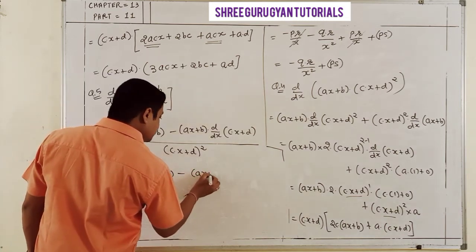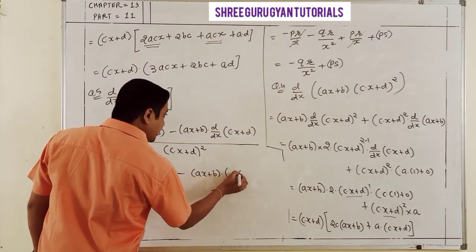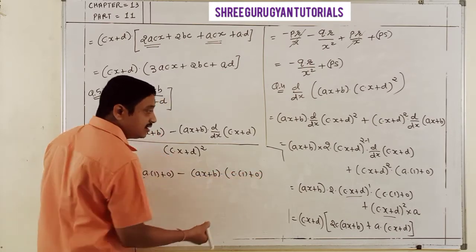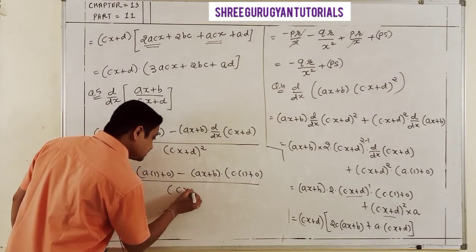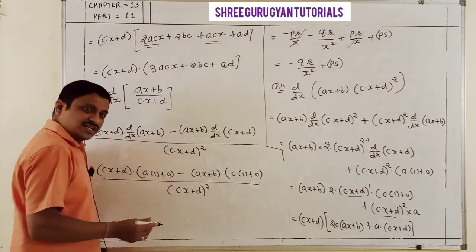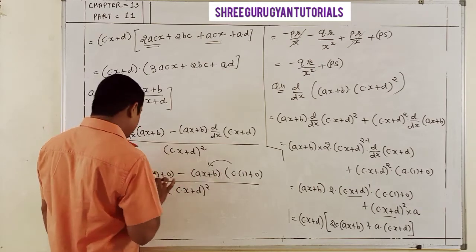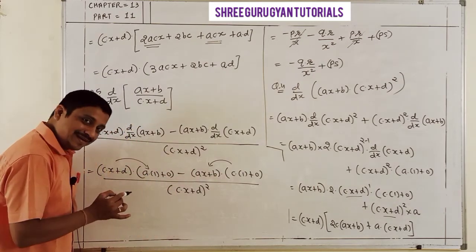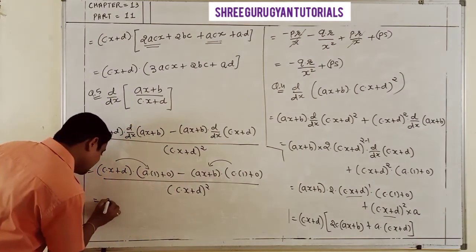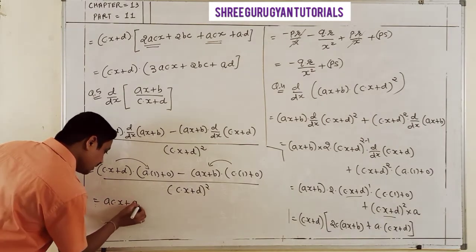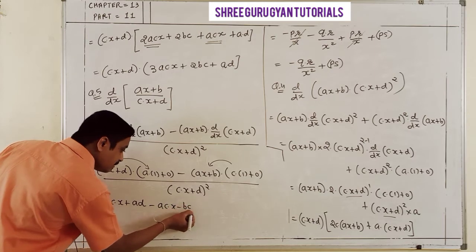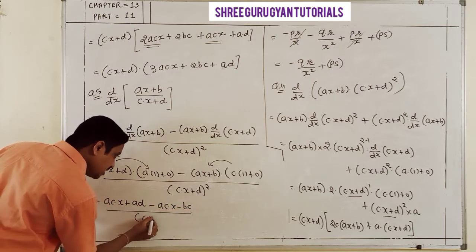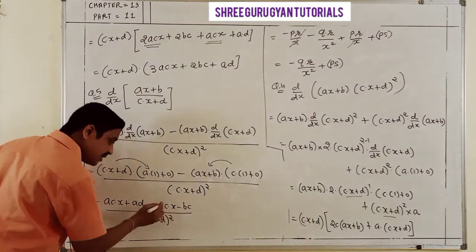Continue with ax plus b. Here the derivative of cx is 1, but the derivative of d is 0, and the last term stays as it is. Now just multiply each other, and that is also a. So my answer is acx plus ad. Similarly, minus acx minus bc, and the last is the same, cx plus d the whole square.